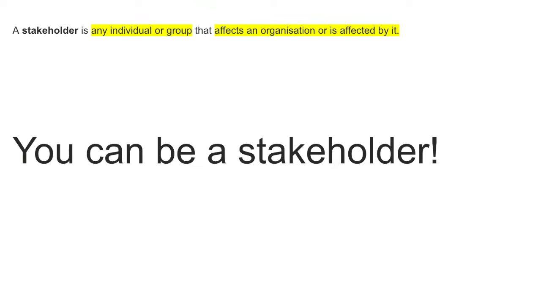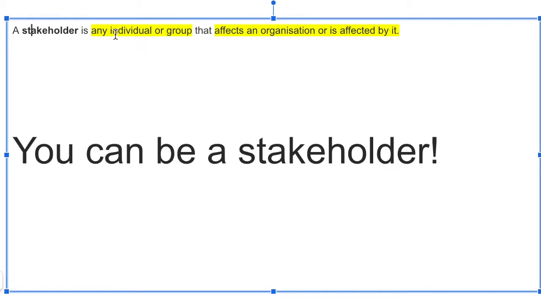Before we start our lesson, I would like to define what a stakeholder actually means. A stakeholder essentially is any group or individual that affects an organization or is affected by it. The keywords I've highlighted are any individual or group that affects an organization or is affected by it. So you, as an individual or group, can affect an organization, and simultaneously, the organization can affect you.